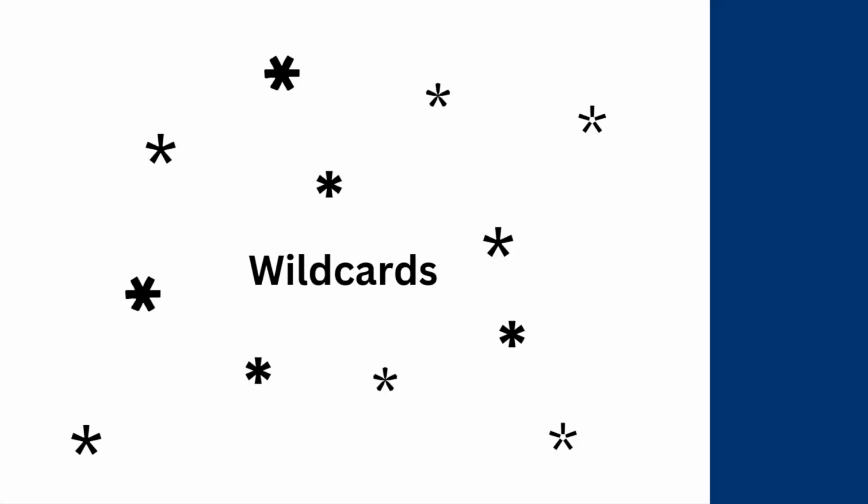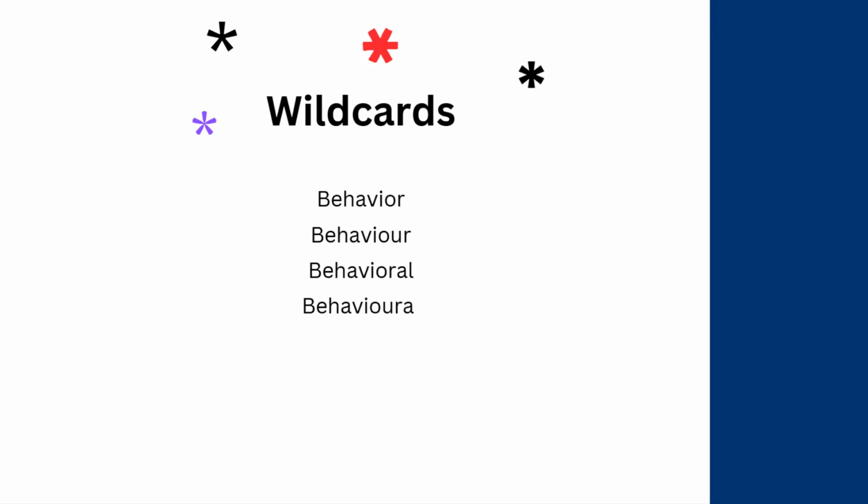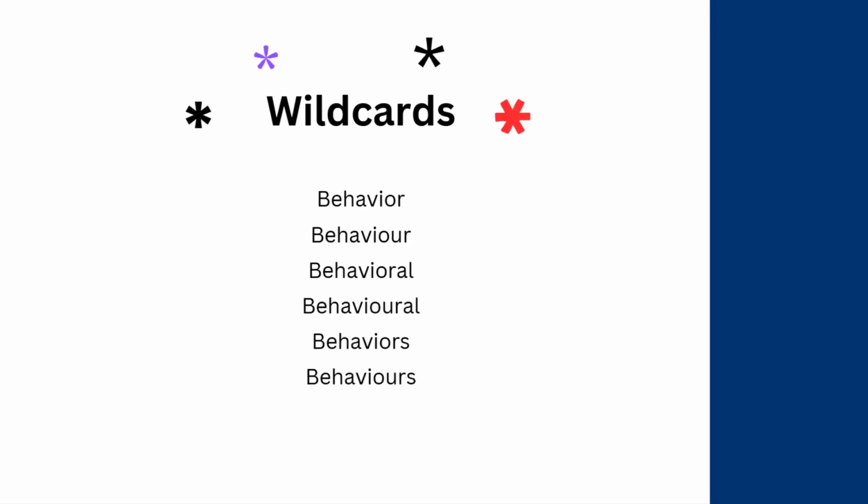A wildcard is a special character used in a search to account for prefixes, suffixes, or alternative spellings. For example, the word behavior has both British and American spellings, each equally represented in academic literature. We may also want to capture other variations such as behavioral or behaviors. We can use a wildcard to make sure we capture all of these arrangements at once.